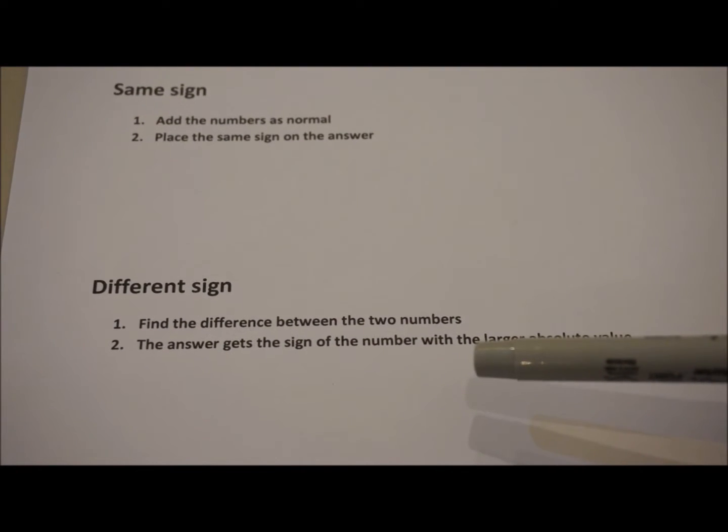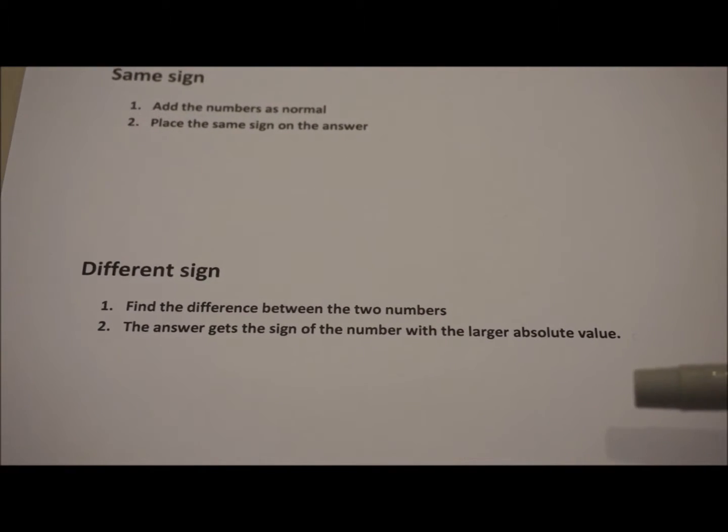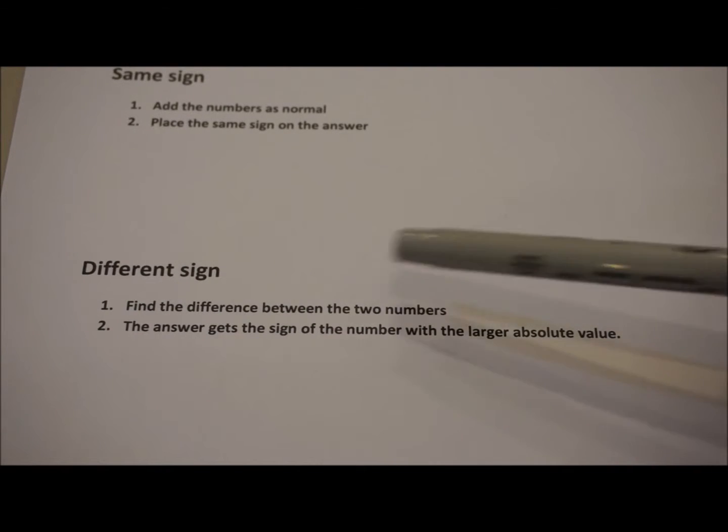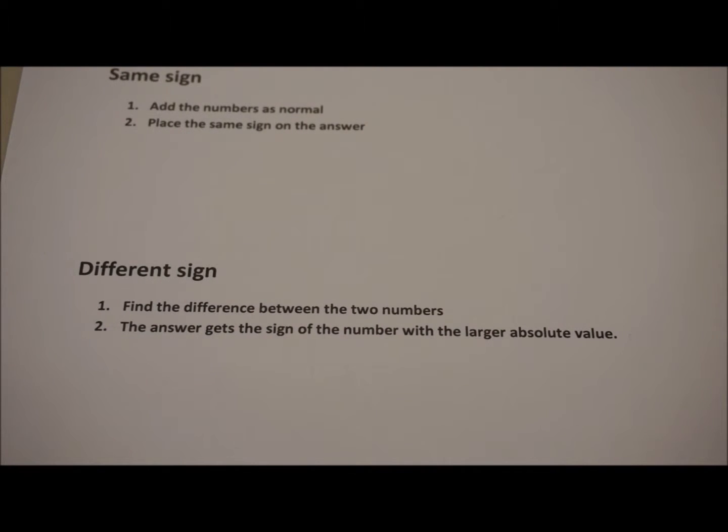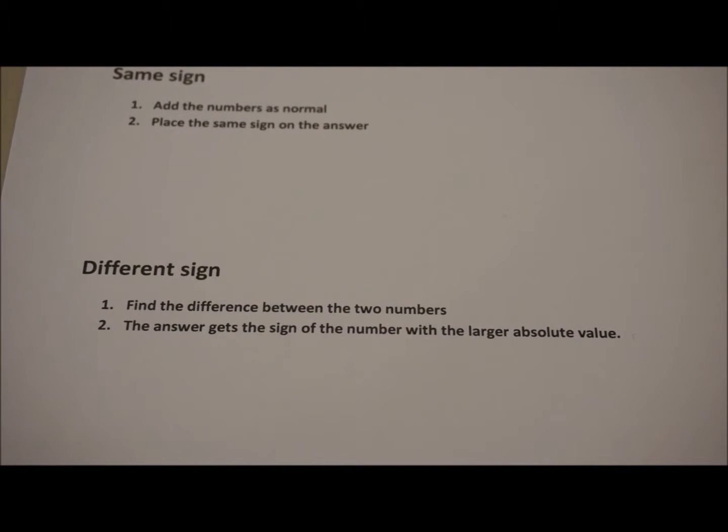Or if we are adding integers with different signs, our idea is we need to find the difference between the two numbers. And then the answer gets the sign of the number with the larger absolute value. The absolute value of a number simply means look at the number without the sign. Here's an example.